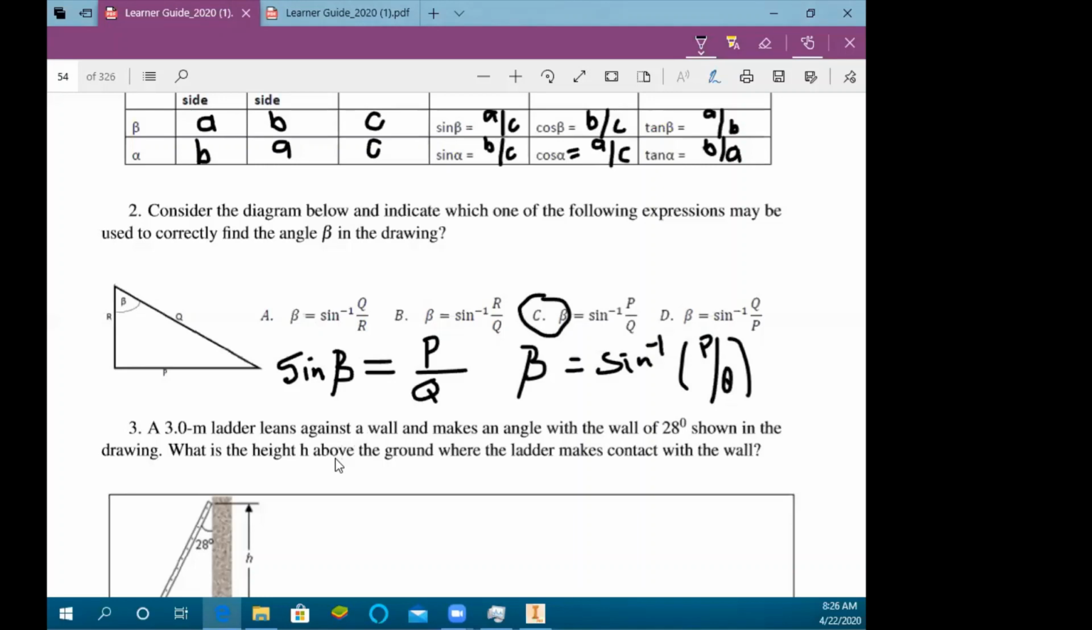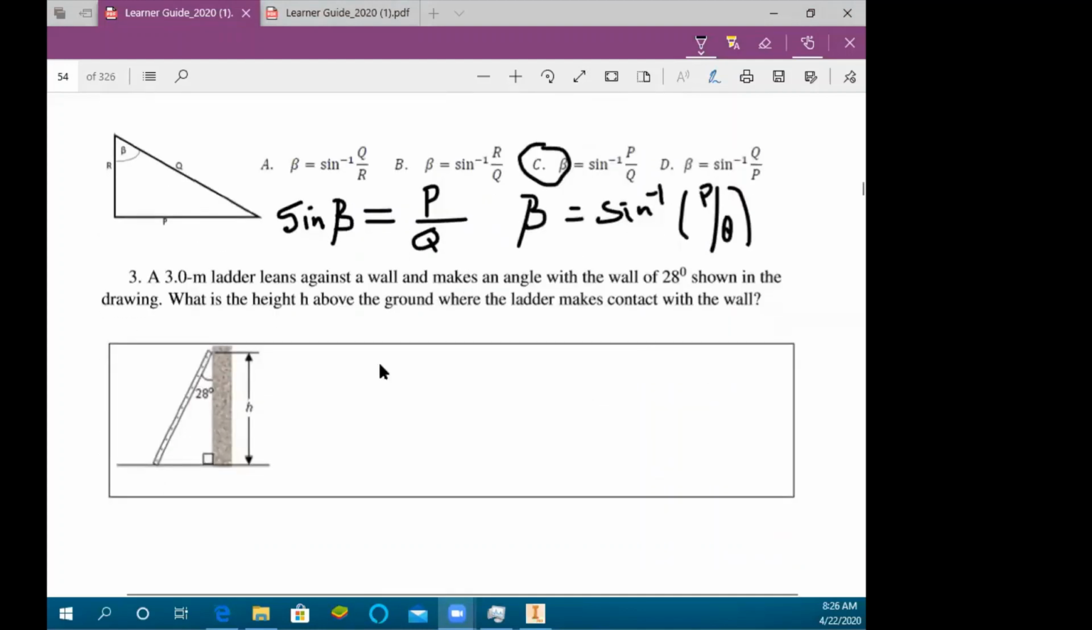Those with questions, just raise your hand. I can see there's an option for you to raise your hand there. Okay, let's continue. Question 3.